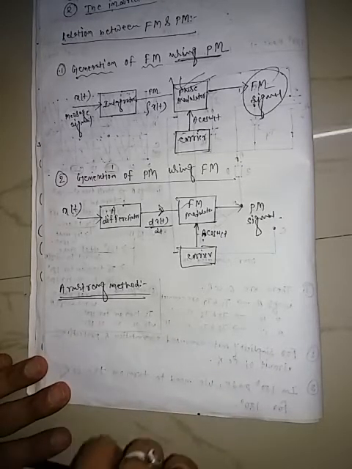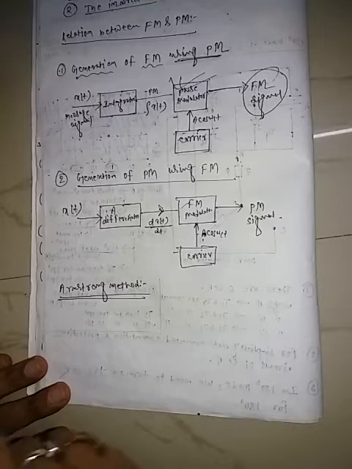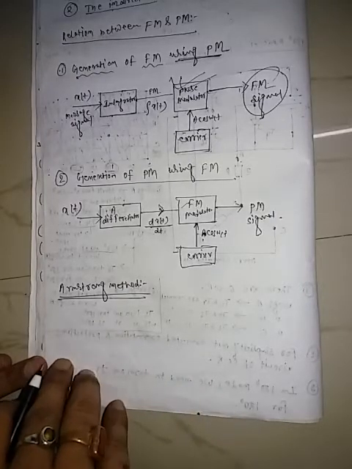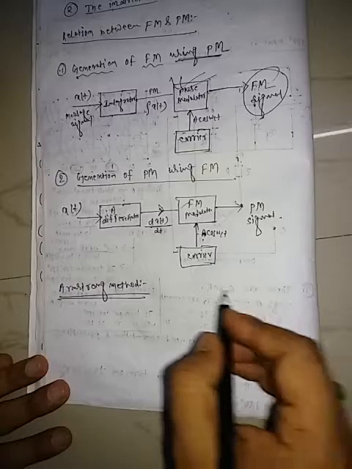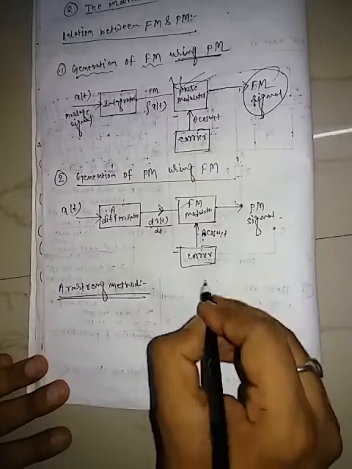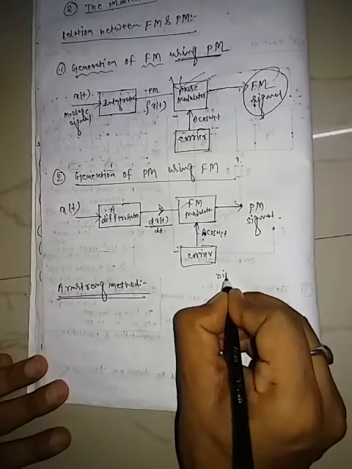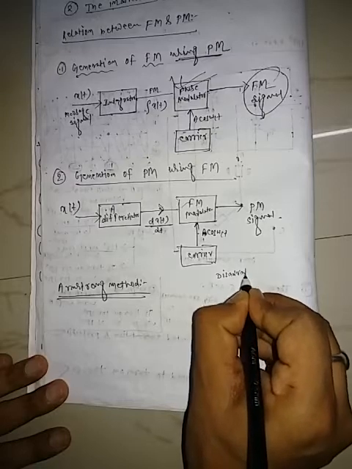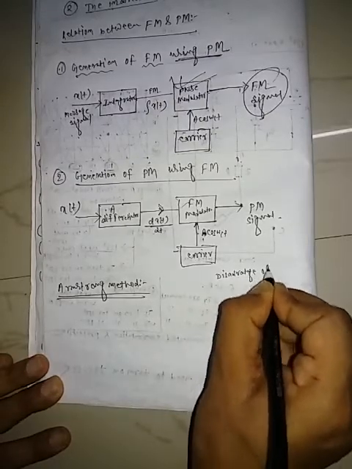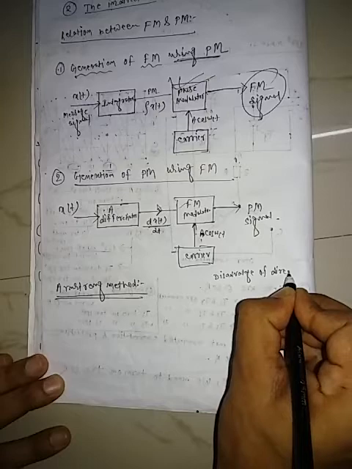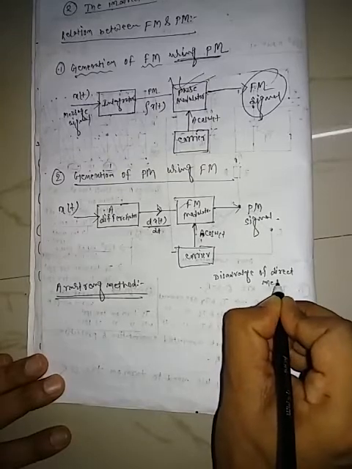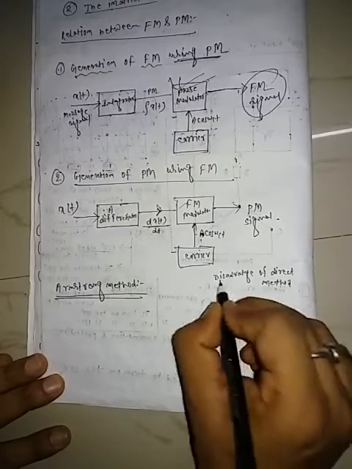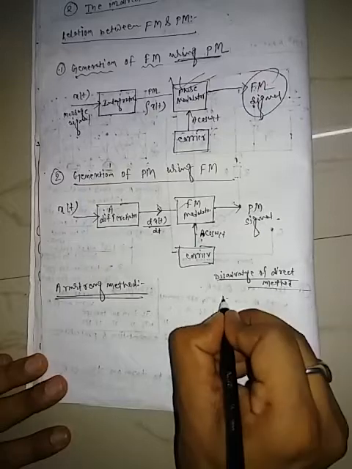So the Armstrong method is used. What are the disadvantages of the direct method? Firstly, let us discuss the disadvantages of the direct method. Why not use the direct method?